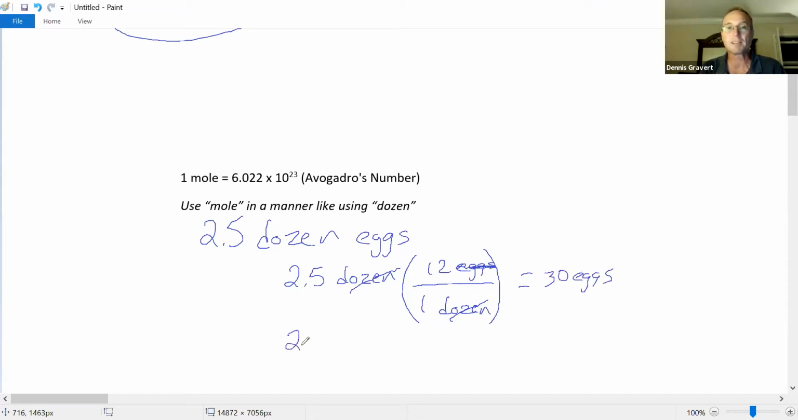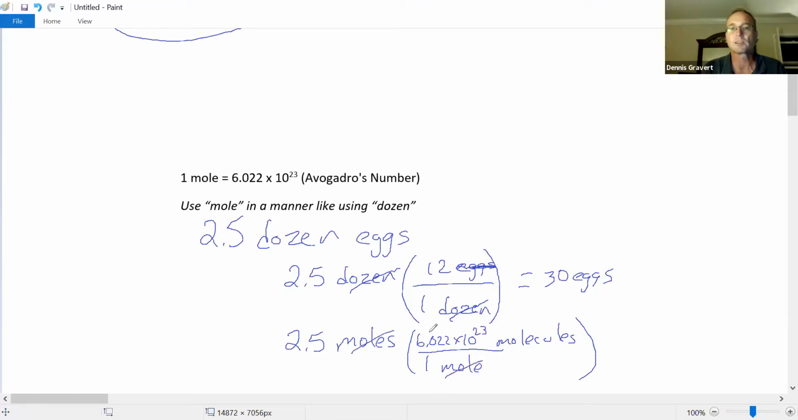We're going to do the same thing with moles. Instead of using the word dozen, we're going to say moles. So hey, what if we have 2.5 moles of a reactant? How many actual molecules do we have? Well, we need another conversion factor, one that changes moles into molecules. And that's Avogadro's number, 6.022 times 10 to the 23rd. Cancel out the moles. Every 1 mole has Avogadro's number in it.